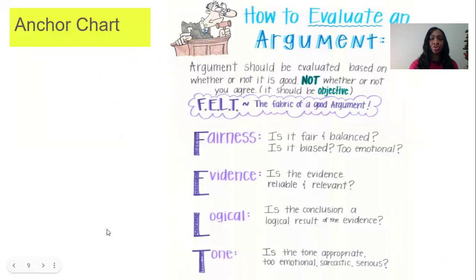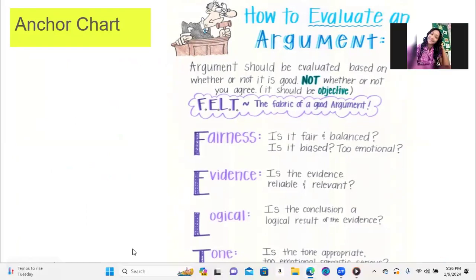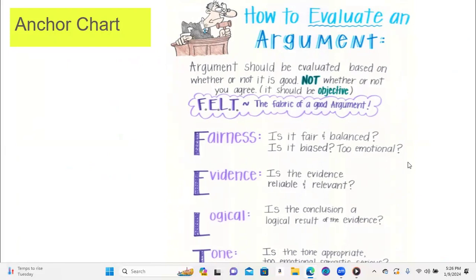Let us look at today's anchor chart. How to evaluate an argument. An argument should be evaluated based on whether or not it is good, not whether or not you agree. It should be objective. We're going to use the acronym FELT, the fabric of a good argument.